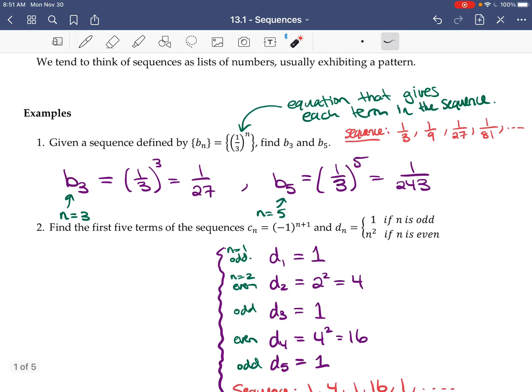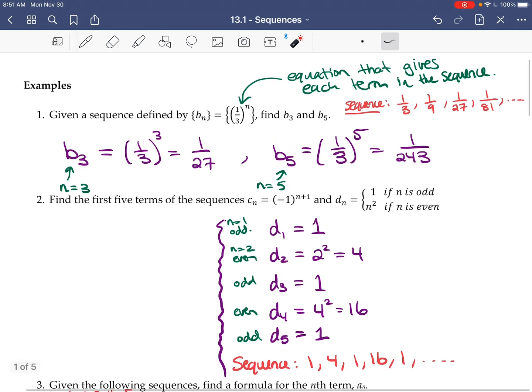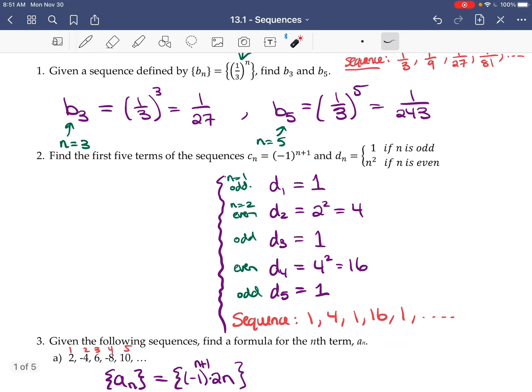So we did some examples of finding the terms of a sequence. So here would be the formula for the nth term. So that's Bn. So if we wanted to find B3 or B5, we just have to plug in the different n values. Okay. Now there's one here, so we want the first 5 terms of this C sequence.